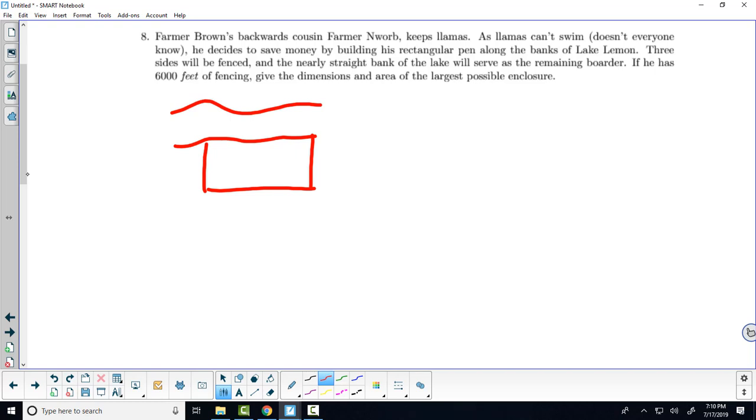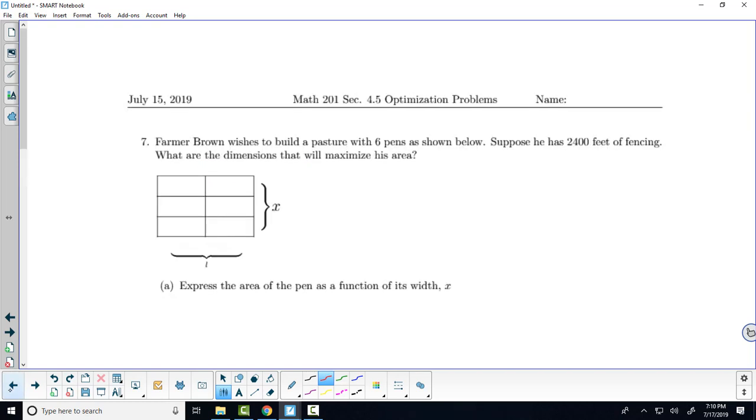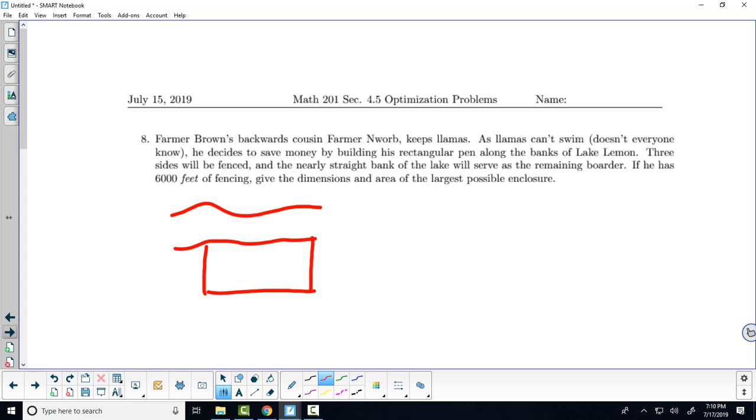Now, if he was just building a regular rectangular pasture out in the middle of nowhere, what would be the ideal shape? The ideal rectangle is a square. I don't want that to be the answer, so I change it up. In this problem, I have you use a river as one side. In the problem before this, which we're not going to get to, I have you subdivide it into subpens. So there are different ways of doing these problems to make sure that the answer is not a square or not a cube. Does everyone see that?